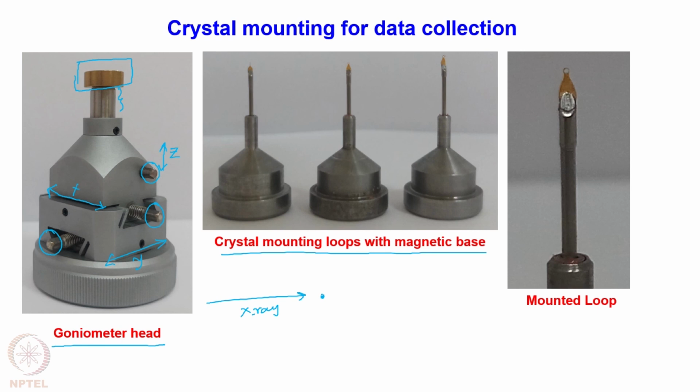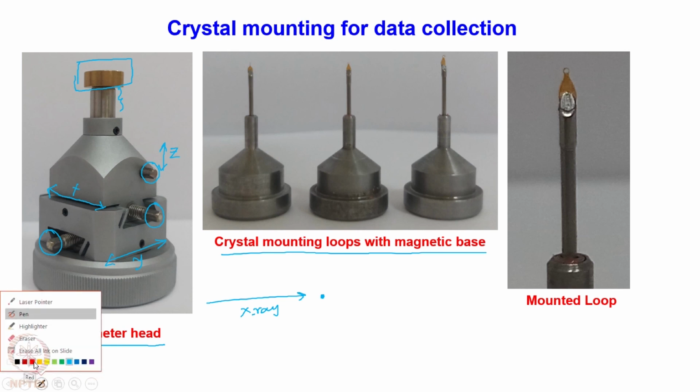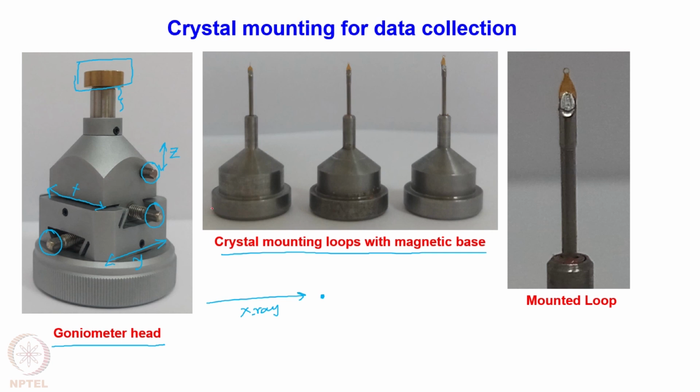Here we have photographs of some mounting loops which have a magnetic base. This is the magnetic base that we have, which can be fitted on top here with a magnetic attachment, and then at the tip we have a metal pin which is now shown here in a zoom condition, and at the tip of that pin we have a polymer film with a small loop.